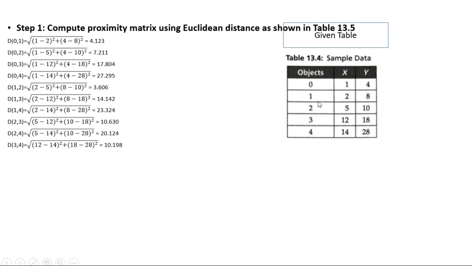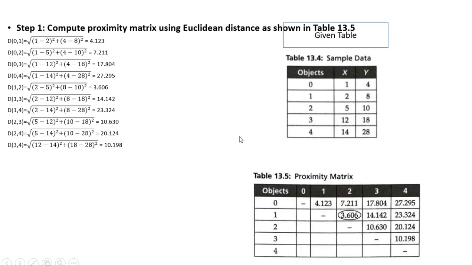Let's say the distance between 0 and 1 is the square root of (1 minus 2) whole square plus (4 minus 8) whole square. So the value is 4.123. Let's see the distance between 0 to 2. The distance between 0 to 2 is the square root of (1 minus 5) whole square plus (4 minus 10) whole square. So the value is 7.211. Let's say the distance between 0 to 3 is the square root of (1 minus 12) whole square plus (4 minus 18) whole square. Like that, apply the Euclidean distance formula for all of them.